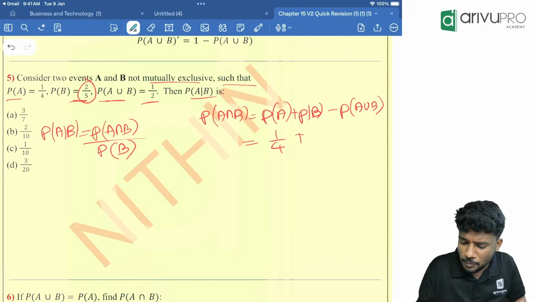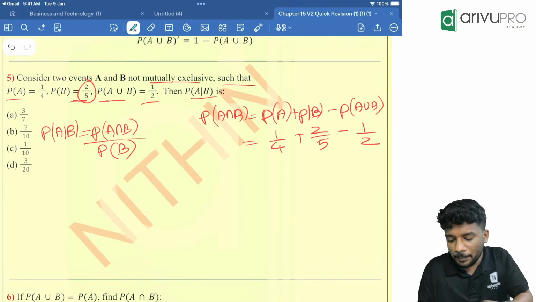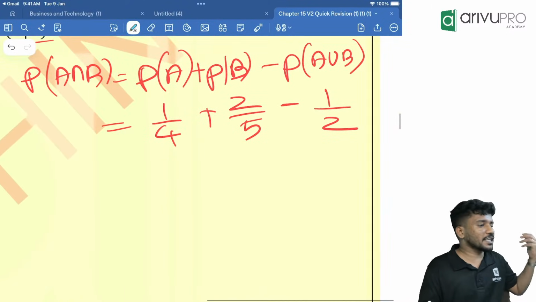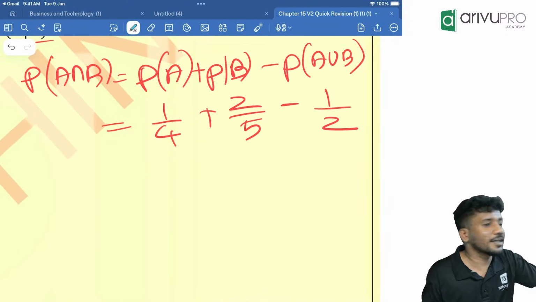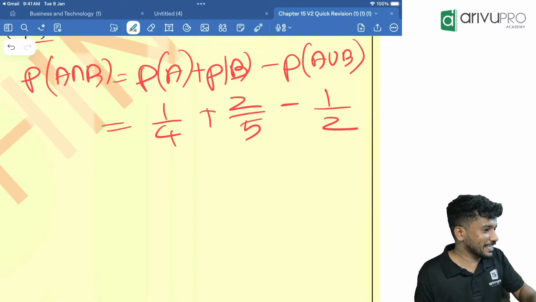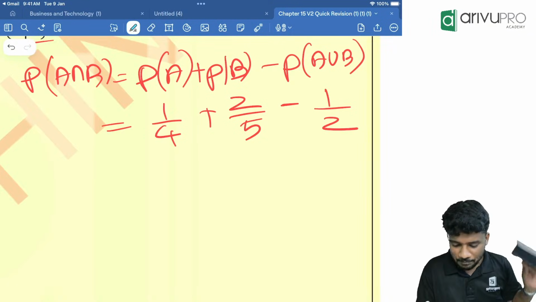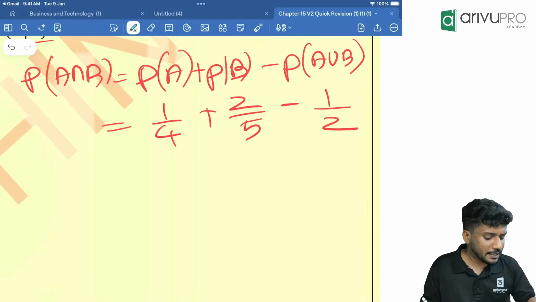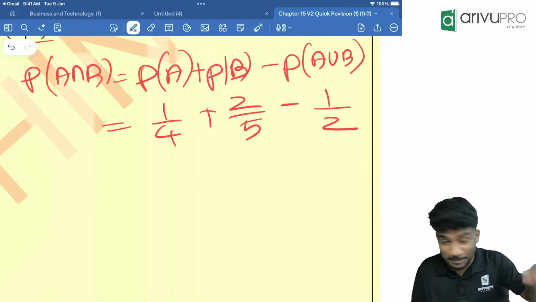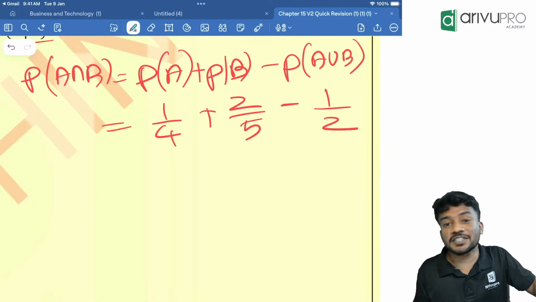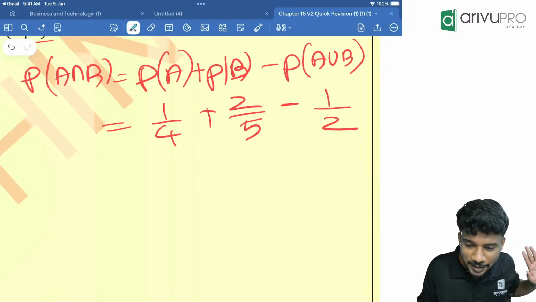P of B is 2 by 5. Minus P of A union B is 1 by 2. People, how will you solve it using a calculator without using LCM? Take your calculator. Everyone clear the memory. How to clear memory? I am just reminding everyone. Click MRC 2 times. Clear the memory, okay?